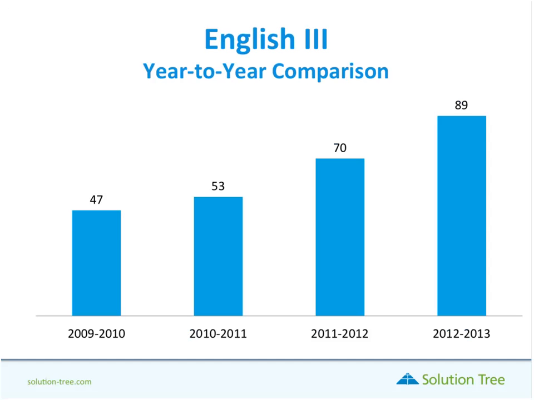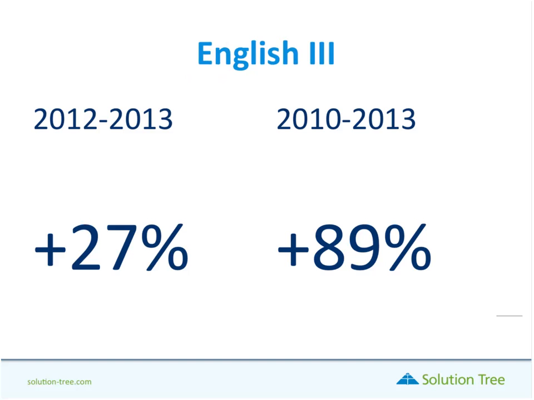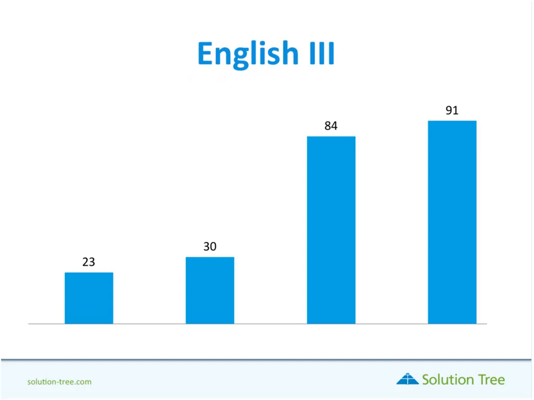Here's English 3. You see the same type of trend occurring. And the same thing here, 27% improvement this past last year, and now over time it was 89%.